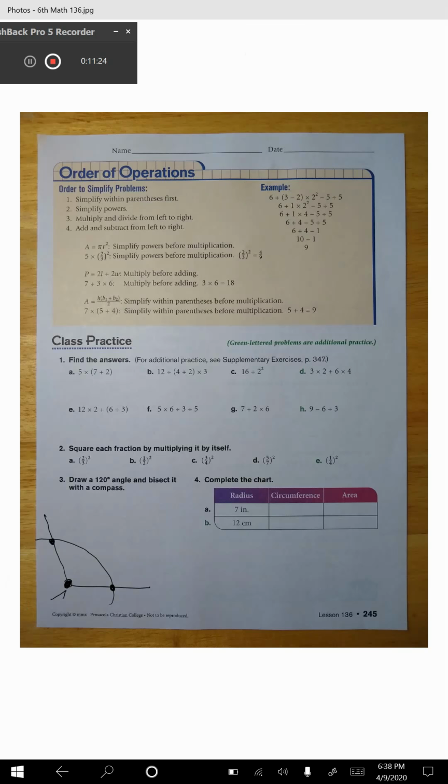Then put your metal point on one of these dots. It doesn't matter which one you start with. Then you take the pencil part, swing it up to the top, and you make an arc. Then put it on the other side, make another arc. And where it intersects, you're going to make a straight line with your protractor, and you have bisected it.